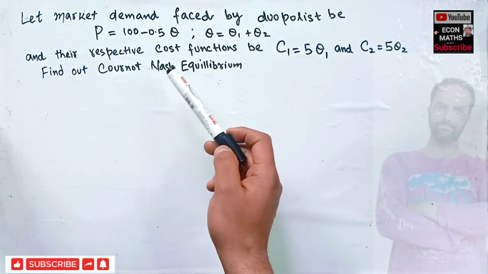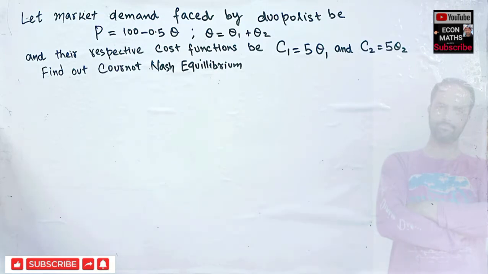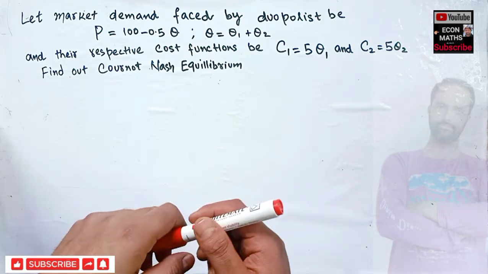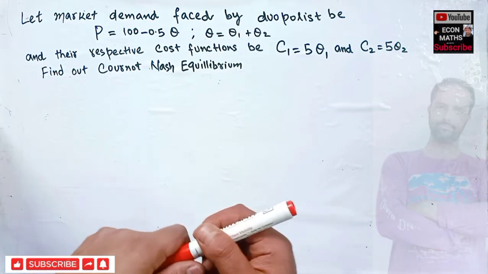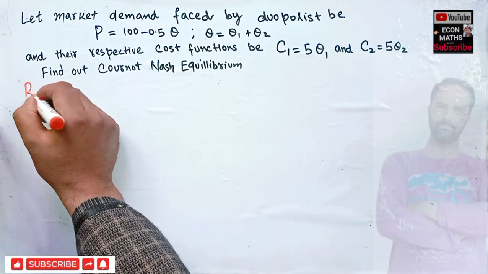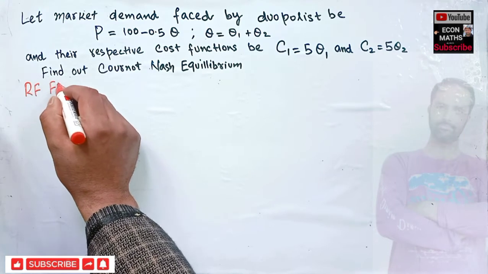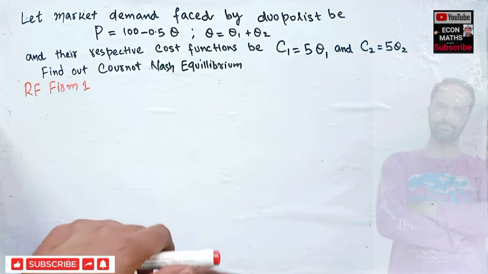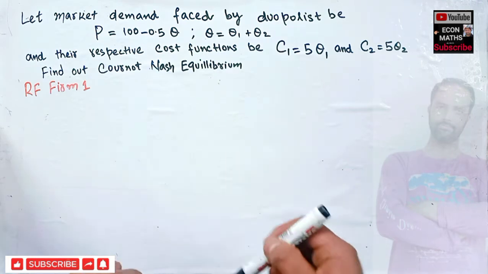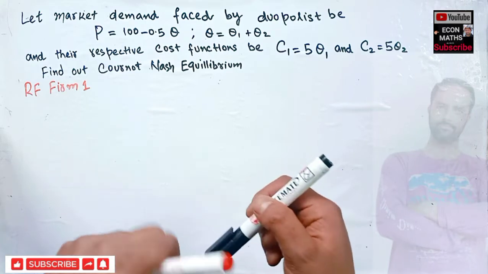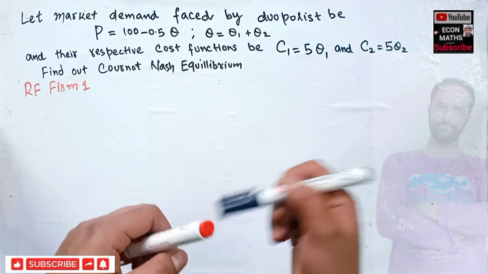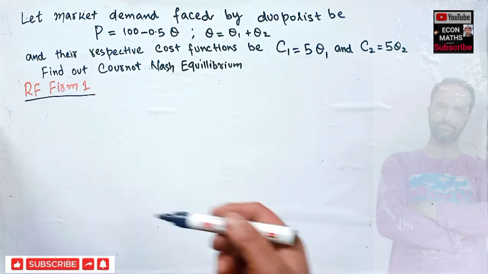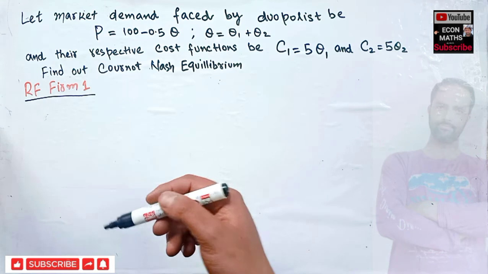Find out the Nash equilibrium. We need to find out the Nash equilibrium. To find out the Nash equilibrium, what we do here, first we need to find out the reaction function for firm 1. How can we find a reaction function? To know what is meant by reaction function or Nash equilibrium, I have made a video on that. You can check the game theory part of this channel, where you will find more explanation regarding this reaction function or Cournot Nash equilibrium.